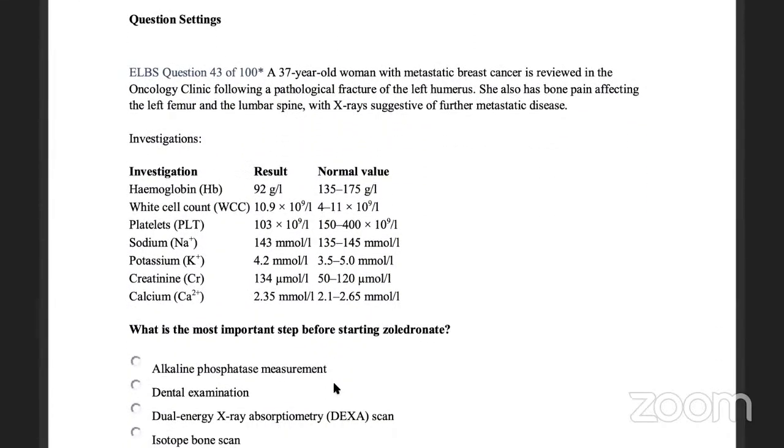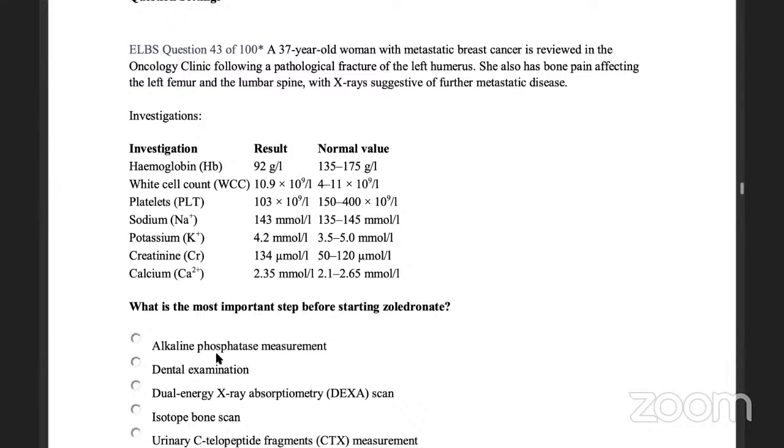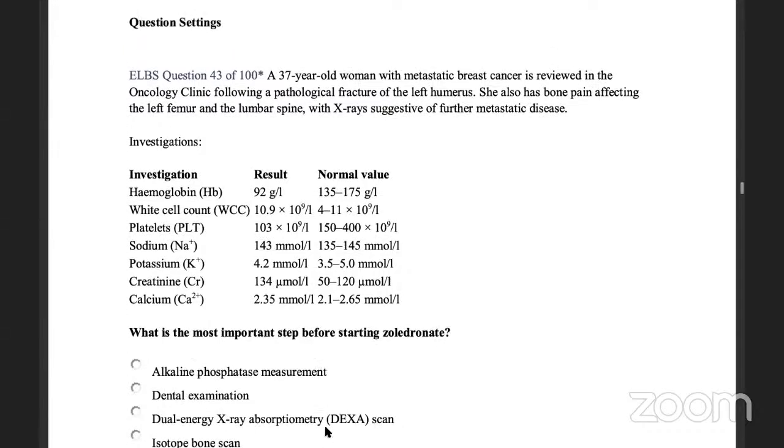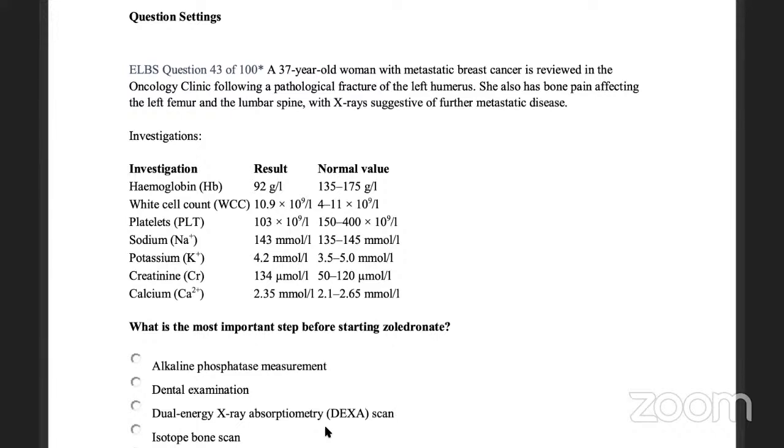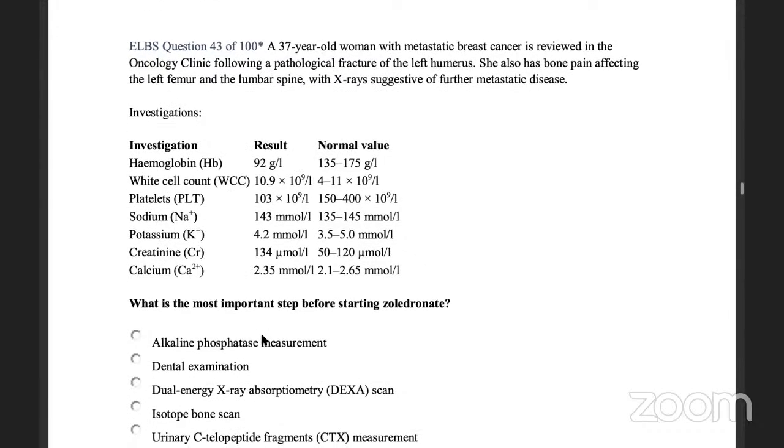What is the most important step before starting zoledronate? Alkaline phosphatase measurement, dental examination, DEXA, isotope bone scan. Okay, we read the question first. A 37-year-old woman with metastatic breast cancer is reviewed in the oncology clinic following a pathological fracture of the left humerus. She also has bone pain affecting the left femur and lumbar spine. X-ray suggests further metastatic disease. Hemoglobin is low and platelets low also. WBC. Dental examination. What is the most important step before starting zoledronate?